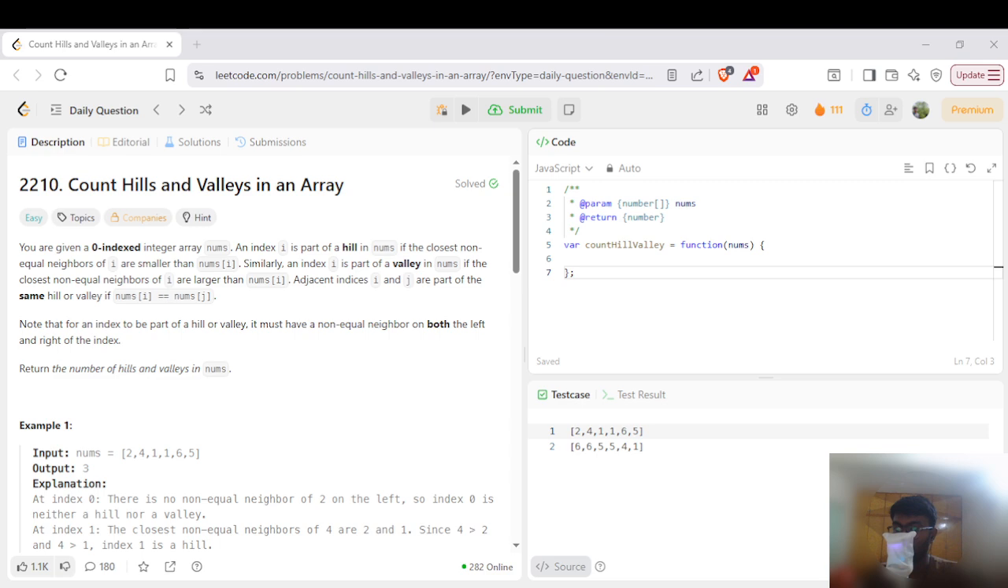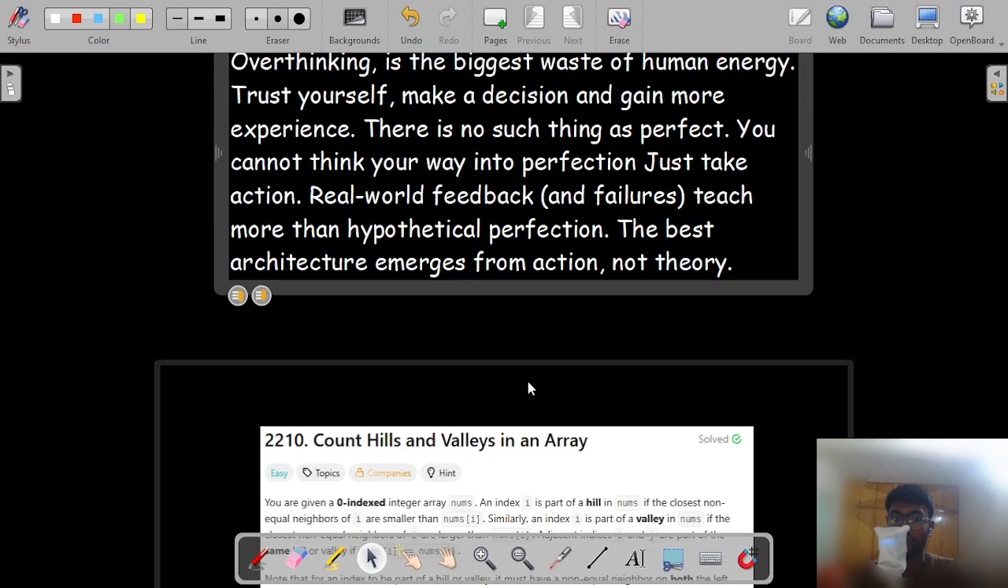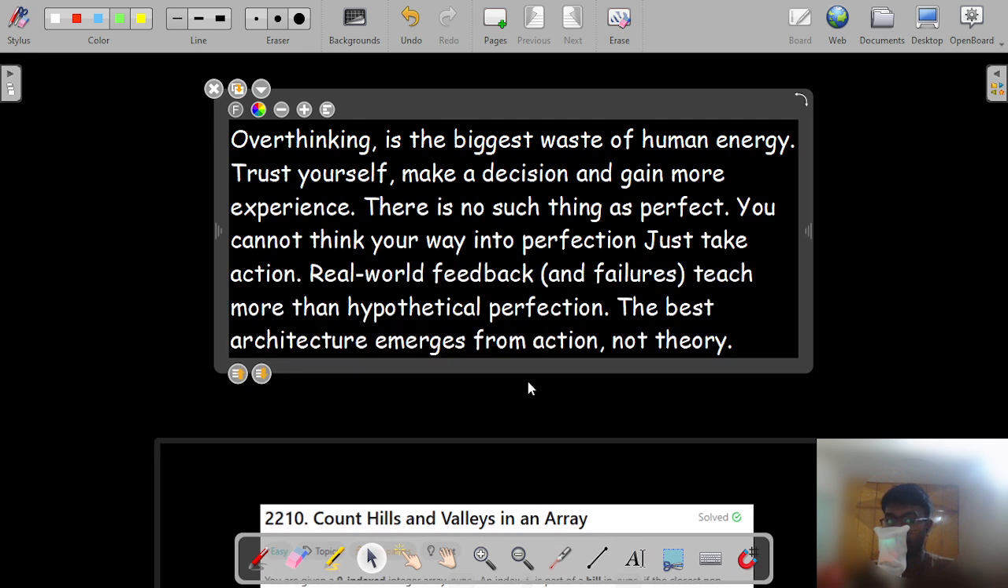Before starting this problem, we shall have a small motivational quote. Overthinking is the biggest waste of human energy. Trust yourself, make a decision, and gain more experience. There is no such thing as perfect. You cannot think your way into perfection. Just take action. Real world feedback like failures teaches more than hypothetical perfection. The best architecture emerges from actions, not theory.